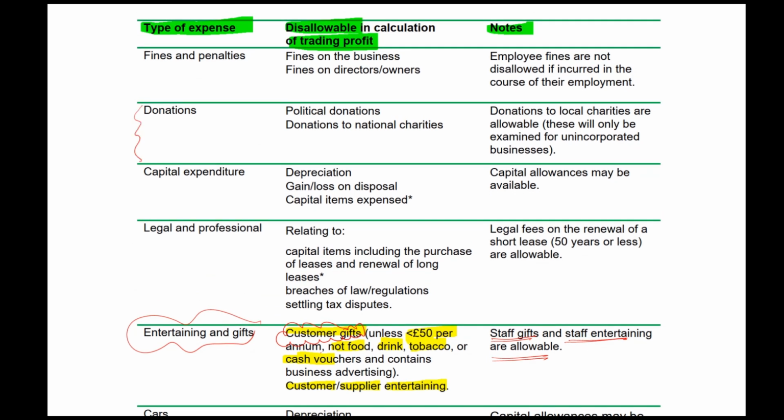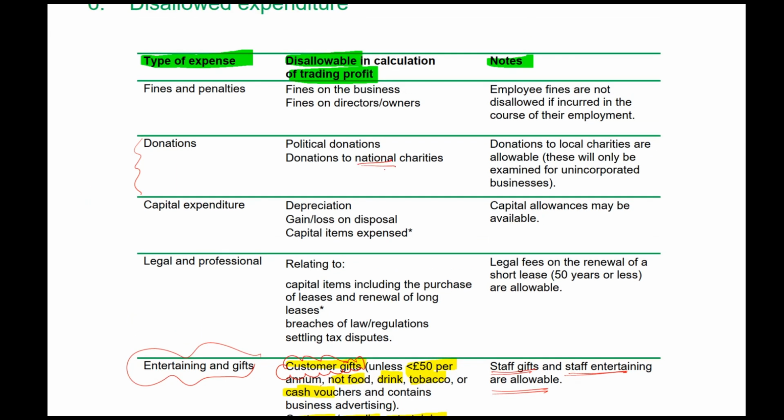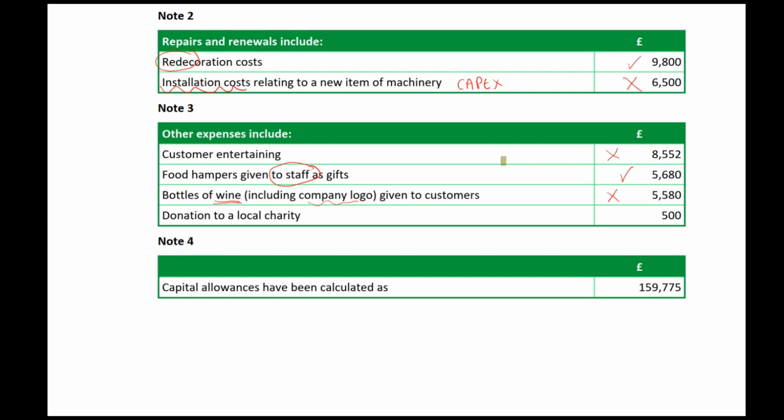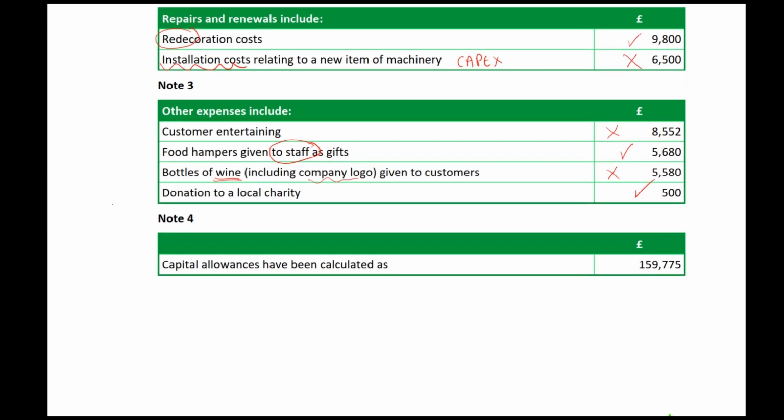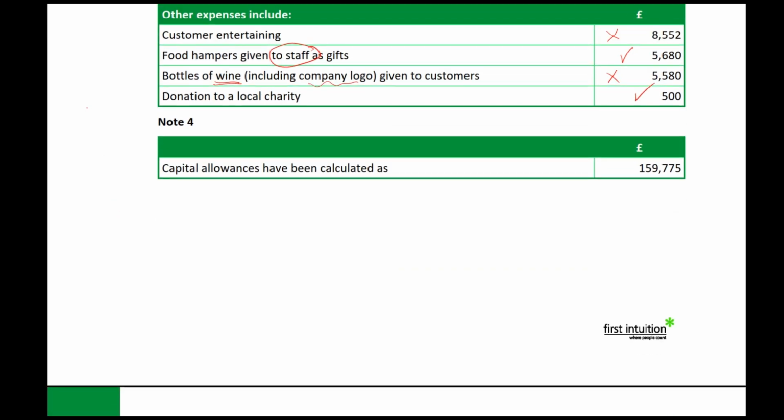There is a section on donations. It says political donations not allowed and donations to national charities not allowed. In the notes it tells us donations to local charities are allowed, but these will only be examined for unincorporated businesses. So you don't have to deal with donations to local charities for a company, just for unincorporated businesses. For companies, you'll deal with qualifying charitable donations instead, so you will have donations in there somewhere, just not in this context. So these are absolutely fine. Small, local, £500, no adjustment needed.